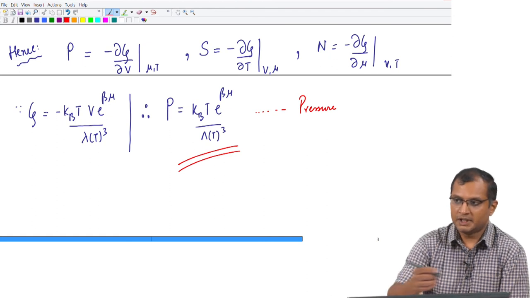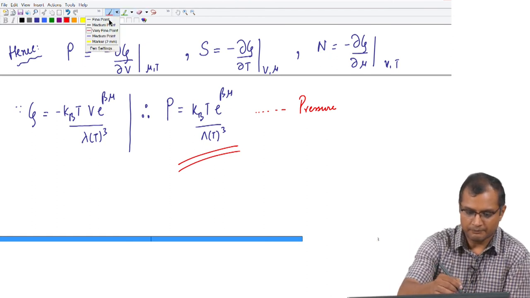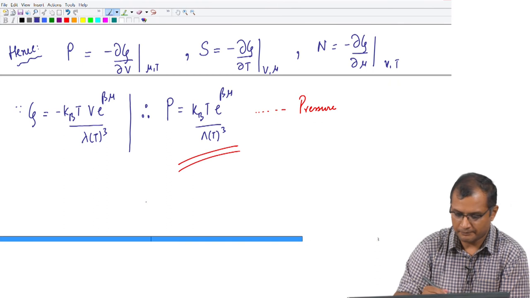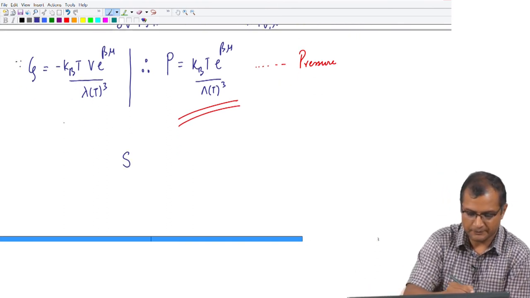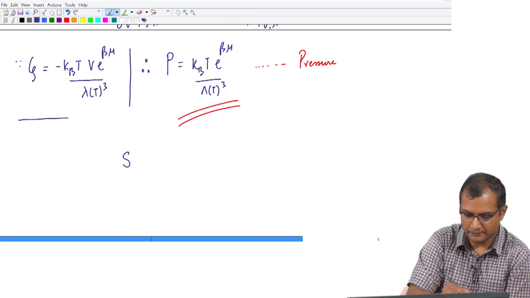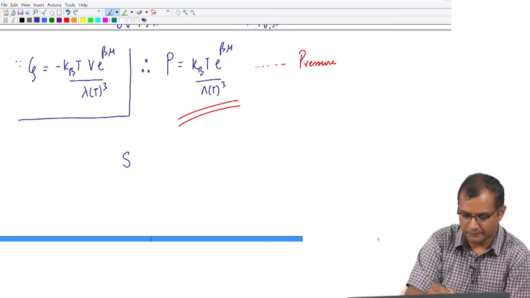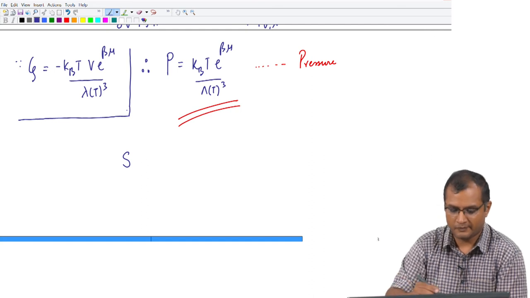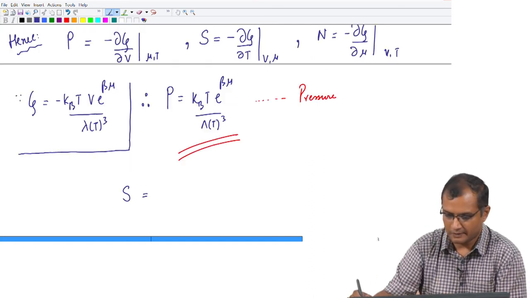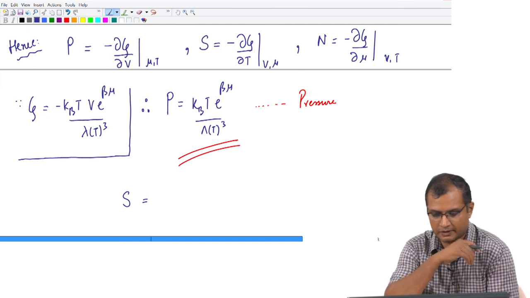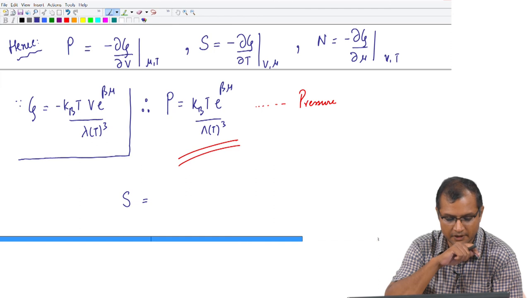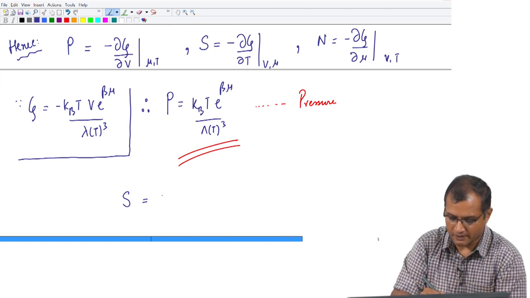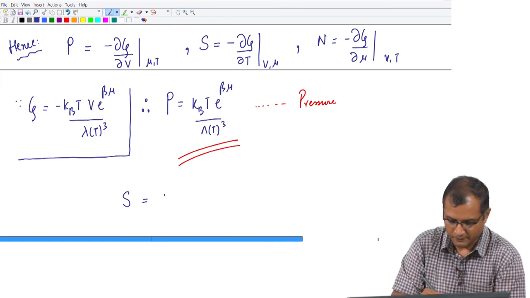You can compute the entropy, which is basically temperature derivative. So, then basically we have to be careful with the temperature derivative. So, what comes out is basically just the Boltzmann constant and the volume.